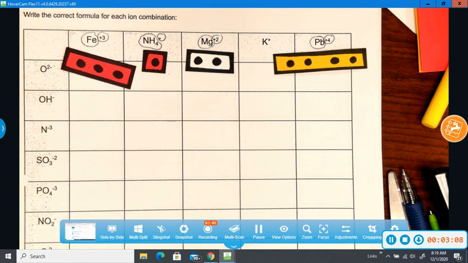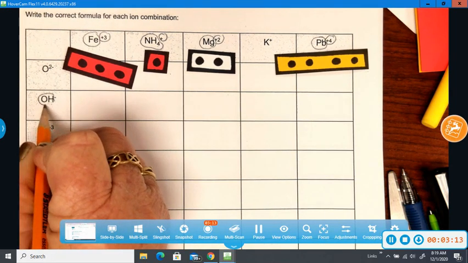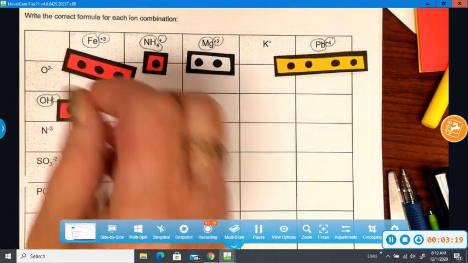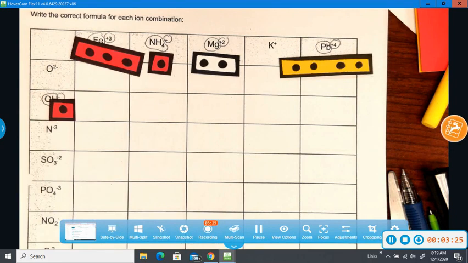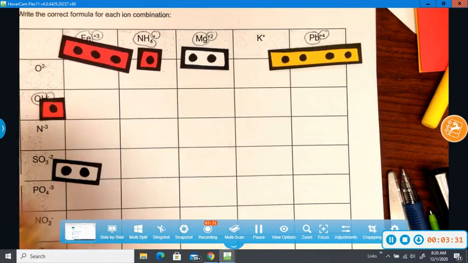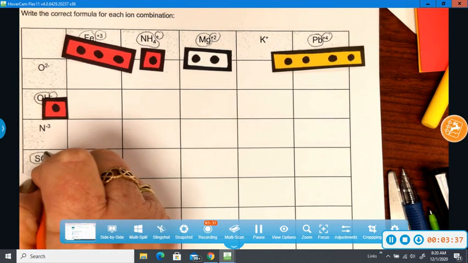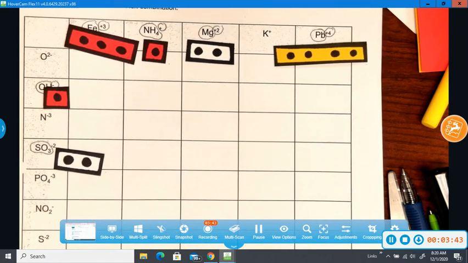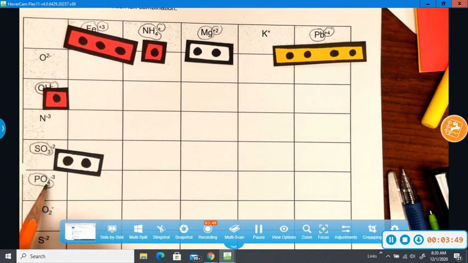So let's say, I'm going to go down the side here too. OH, that has to stay together. That's a hydroxide. It has a -1 charge. So I'm just going to put a 1 bump Lego there. Okay. SO3 is sulfite, and it's SO3. Do not ever, ever, ever change the 3. That's what makes it sulfite. So it's 3 oxygens. PO4, same thing. Do not ever change that 4.